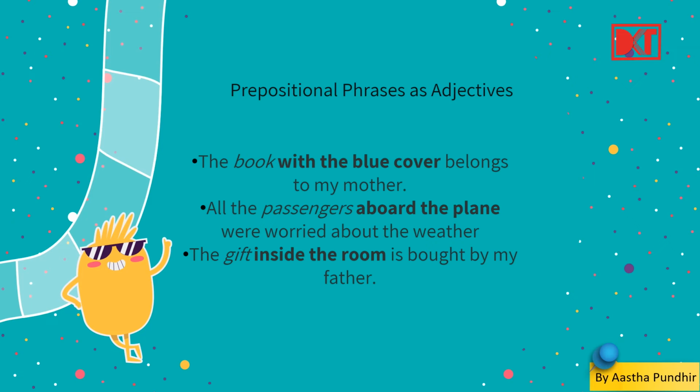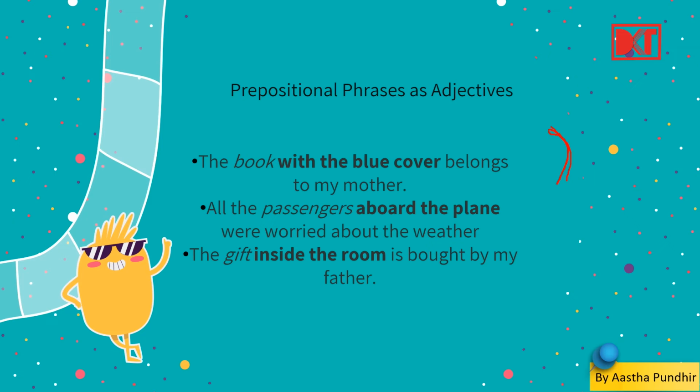So let's see here. The book with the blue cover belongs to my mother. The book with the blue cover. Here the preposition is with, and then we have the blue cover. So the blue cover is the object, and the phrase with the blue cover is doing what? This is doing the job of an adjective by describing what? By describing the book. Alright.